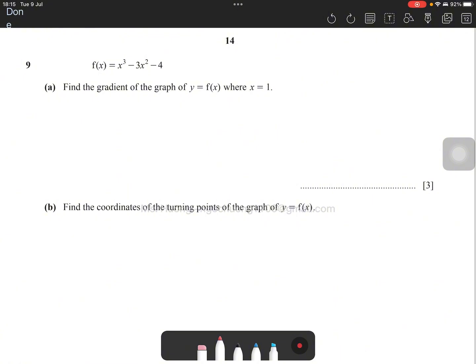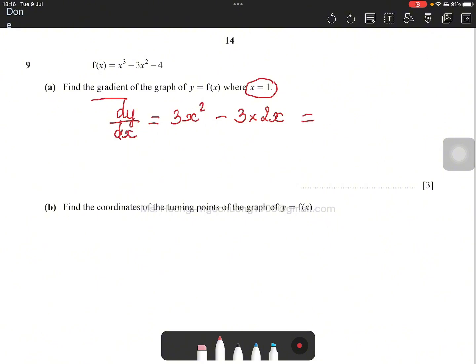Question 9. F of x equals x cubed minus 3x squared minus 4. A. Find the gradient of the graph y equals f of x where x equals 1. You know that to find the gradient of the graph, we should find the derivative, dy over dx. And to do this, you need to remember the derivative of x cubed is 3x squared. The derivative of x squared is 2x, and the derivative of negative 4 is just 0, so we skip it.